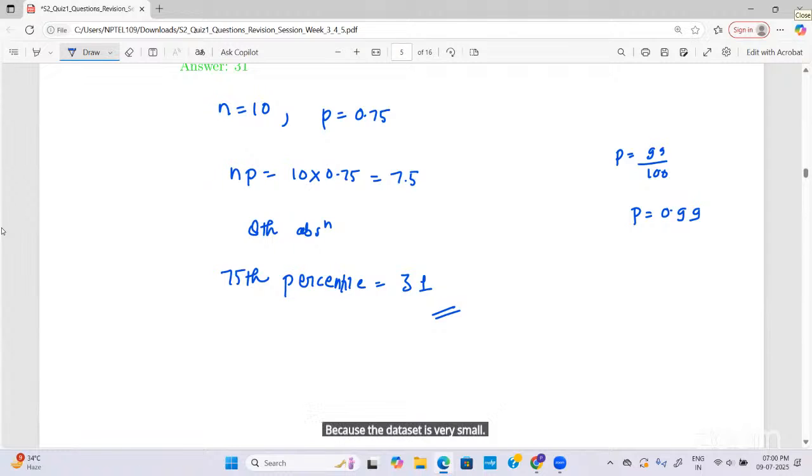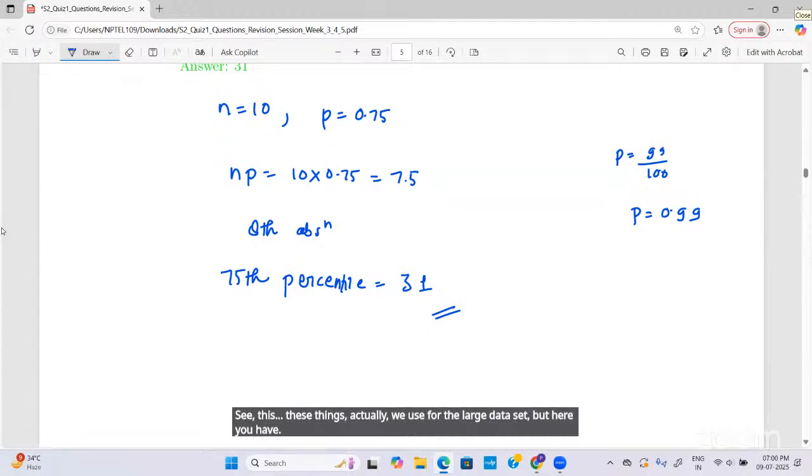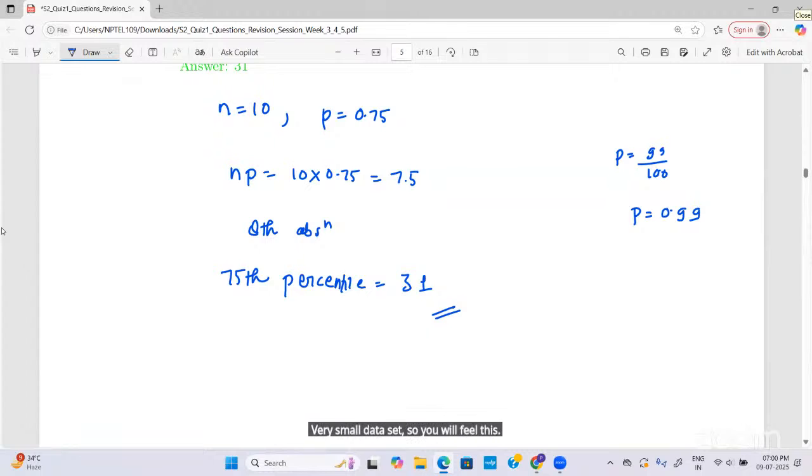Ma'am, if they're asking for the 80th percentile, it depends. These things we actually use for a large data set, but here you have a very small data set, so you will feel these kind of things here.